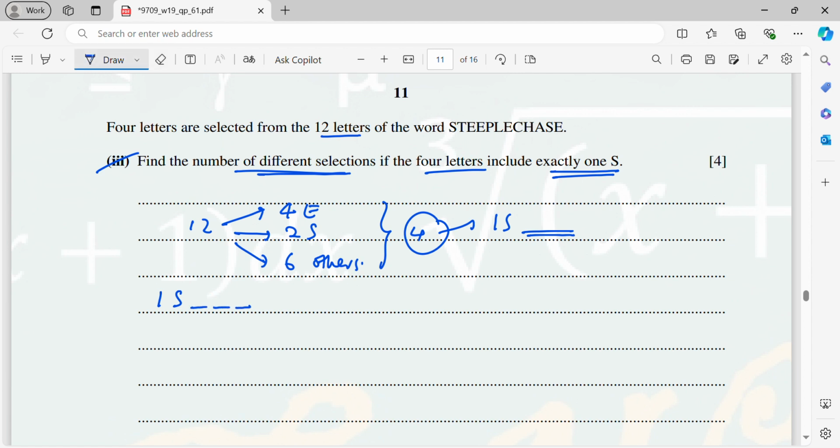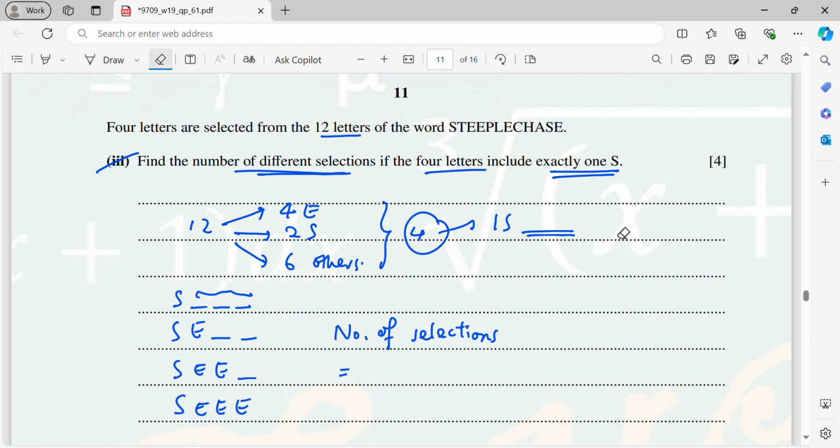Then probably I can have 1 S and 1 E. I will write it like this because the question just says selection. So 1 S, 1 E, then I choose 2 others. Then I have 1 S, 2 E's, then 1 other, and then 1 S, 3 E's. Now for the number of selections, all these will be others. I have 6 other letters. Therefore, for the first case I need to choose 3 from 6. That is 6 choose 3, 6C3.